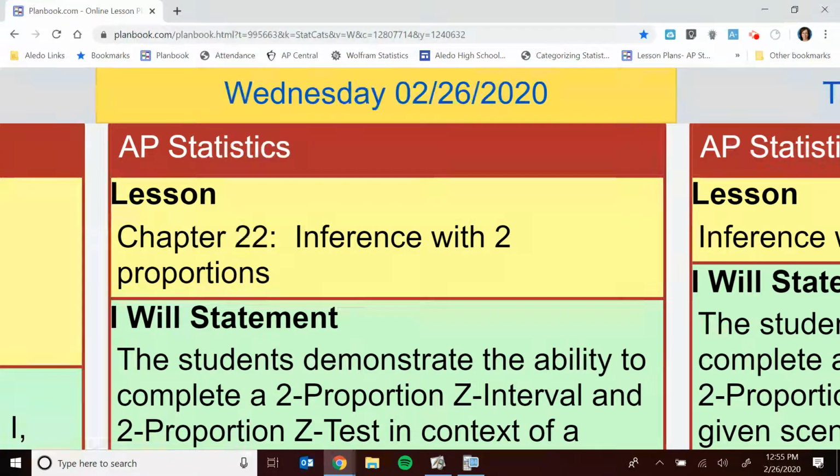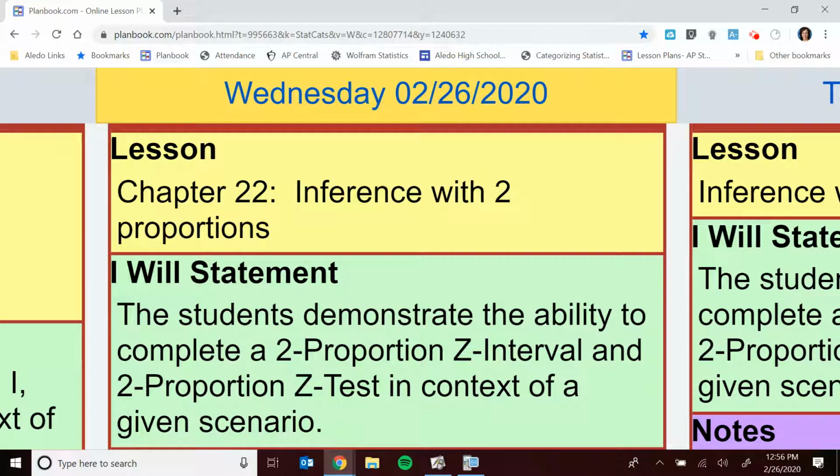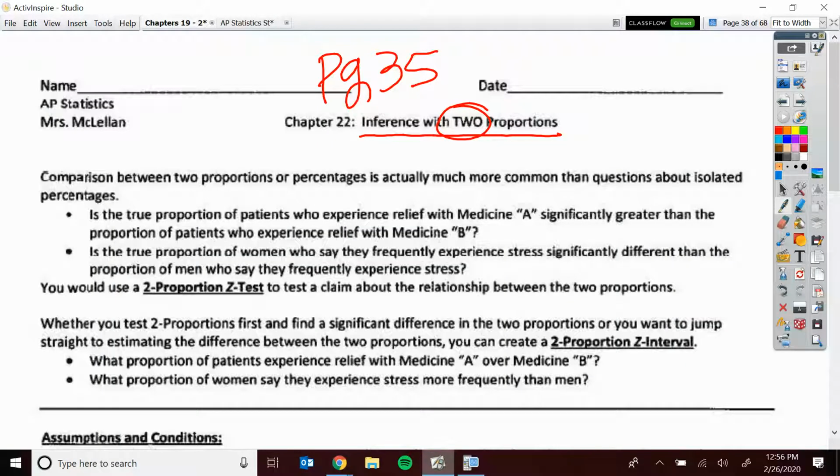Next chapter, two proportions. We're going to start with the inference. Today we are just going to do two proportion Z tests, not intervals. We'll do intervals tomorrow. It says you're going to be able to demonstrate the two proportion Z interval. That will be tomorrow, but definitely we will learn how to run a significance test with two proportions. If you go on over to page 35, I lay the groundwork for this.